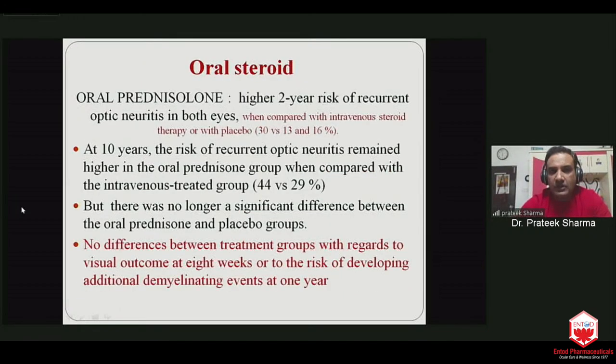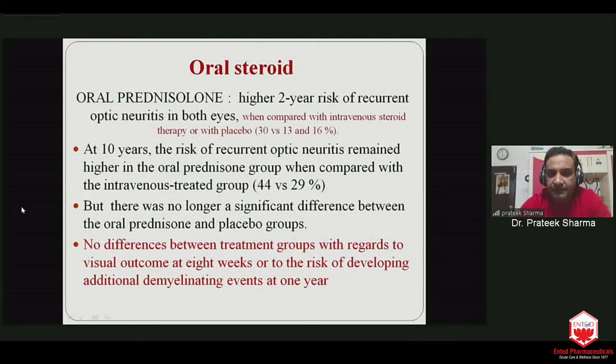What if we give oral steroid, what is the difference? There are higher chances of recurrence of optic neuritis in both eyes when compared with IV methylprednisolone. At 10 years, the risk of optic neuritis remained higher in the oral prednisone group when compared with the IV group, 44 versus 29, but there is no longer a difference between the oral prednisone and placebo groups.